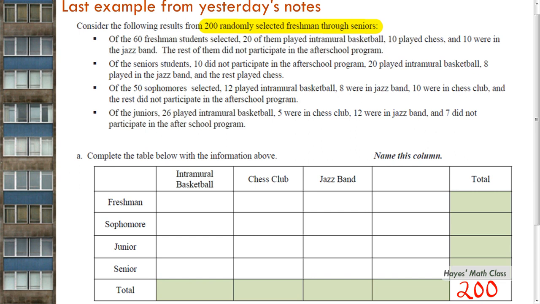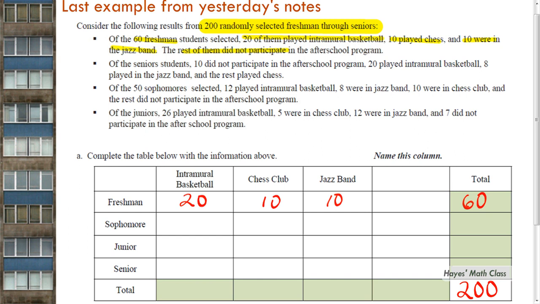First column, or first comment. Of the 60 freshman students selected, so we've got 60 freshmen. So that's going to go here. So freshmen come over here total. We have 60 freshmen total. 20 of them played intramural basketball. 10 played chess. 10 were in jazz band. The rest did not participate in the after-school program. So intramural basketball, we had 20. Chess club, we had 10. Jazz band, we had 10.